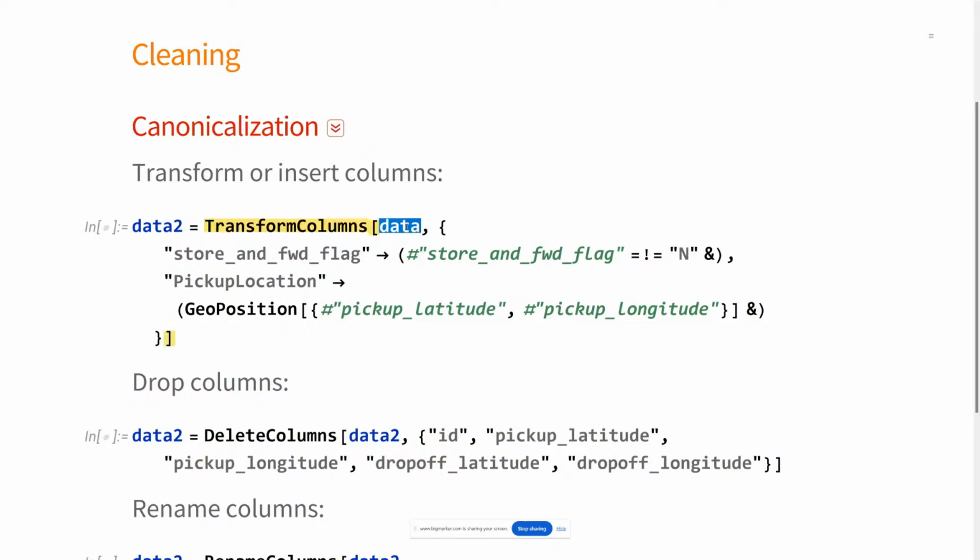So what I'm saying here is take those 1.5 million rows of data, and I'm going to take the store and forward flag, and I'm going to compare it to the letter n, because whoever provided this data has used y and n to decide true or false. And I'd rather have this in a canonical Wolfram language, true or false. And there was a pickup latitude and a pickup longitude. So I want to add a new column here called pickup location, which is going to be a combination of those two columns combined into this new column. And we can give as many rules as we want in this transformation.